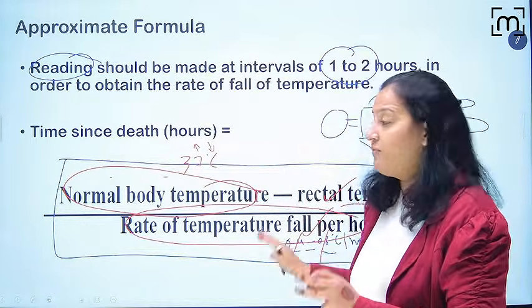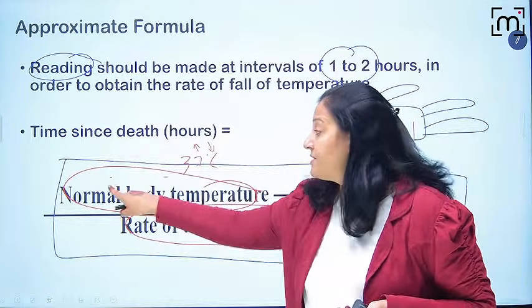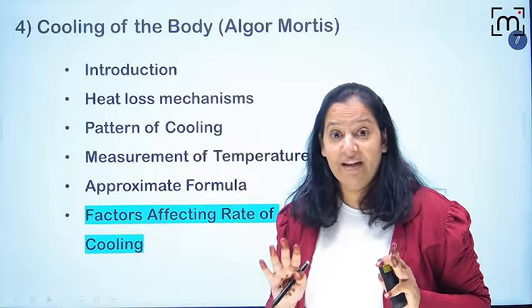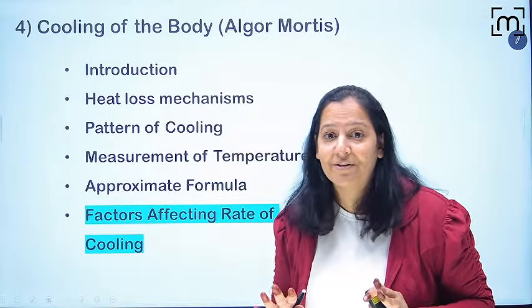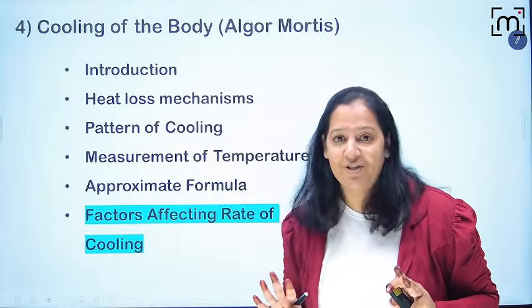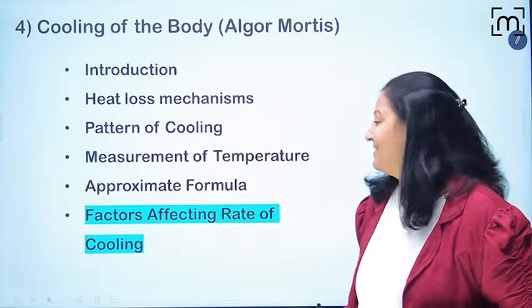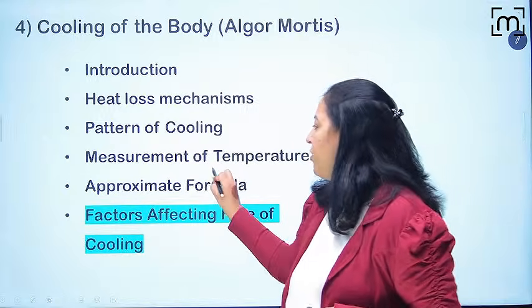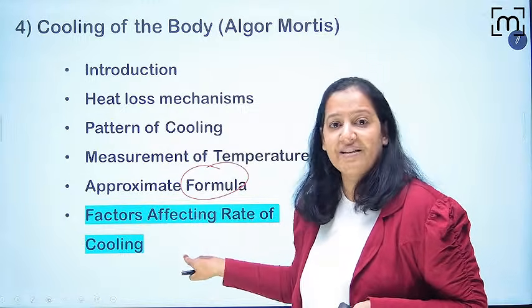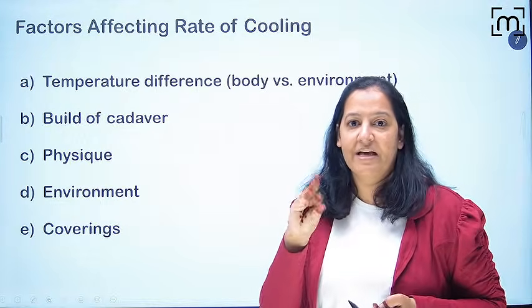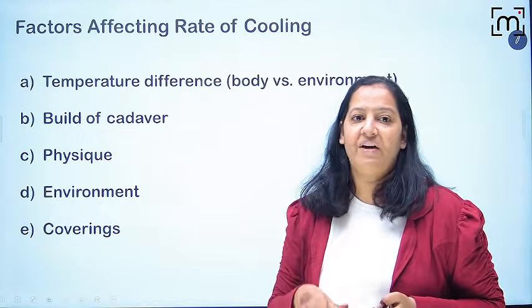We are talking about this formula when at the time of the death, the person is having normal body temperature. Are you getting my point? So all these things you have to take in consideration being a forensic expert. Becoming a forensic expert is not at all an easy job. Now coming on the last thing, factors affecting rate of cooling. We have already seen the formula, and finally I'm telling you the factors which affect the rate of cooling. So how many factors? We are having 5 factors which affect rate of cooling. What are these 5 factors?